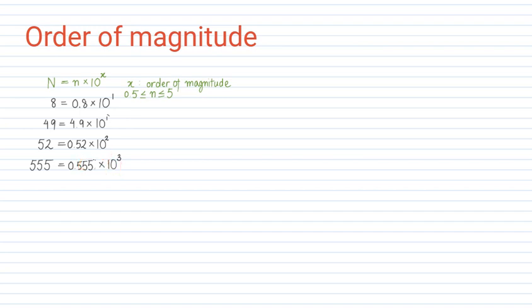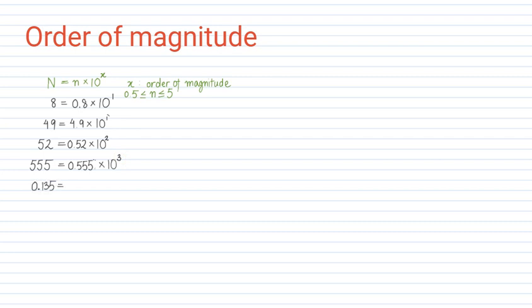Fine. Now look here, is 0.55 greater than 0.5? Yes. Is 0.55 less than 5? Yes. So I have satisfied this condition, and now I can write 10 to the power x. X represents 3. So 3 is the order of magnitude. And how much is the order of magnitude? Equal to 3. Right?